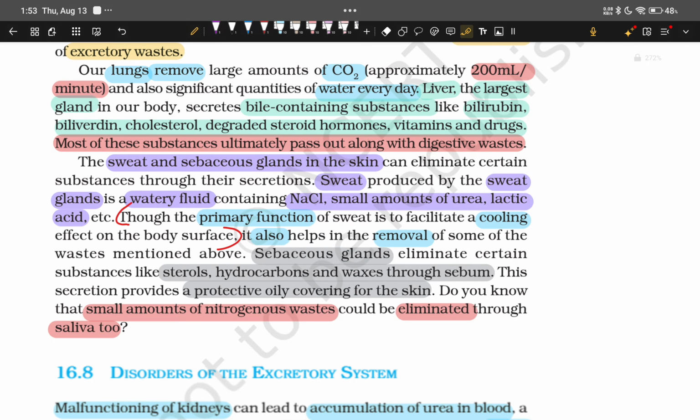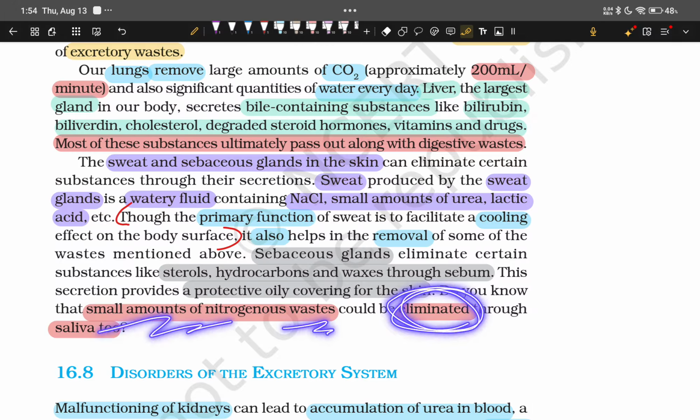Similarly, sebaceous glands secrete sebum. The main purpose, of course, is to provide an oily covering to the skin, but along with that, it secretes other things like sterols, hydrocarbons, and waxes. And one more thing, saliva also removes a small amount of nitrogenous waste. So a small amount of nitrogenous waste is eliminated through saliva also.